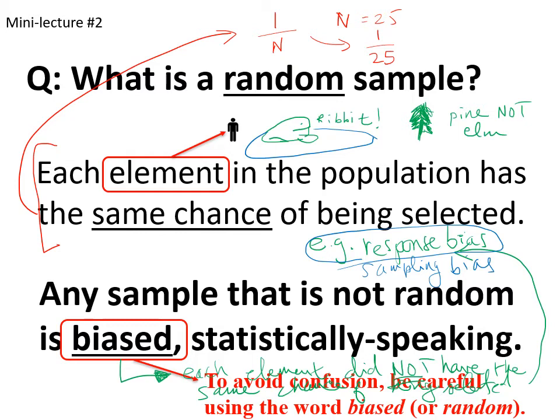But what I want you to promise me is that you are not going to use the word biased or random unless you mean it in a very precise way. That being the way it's described here. Okay, we shall proceed to the next slide.